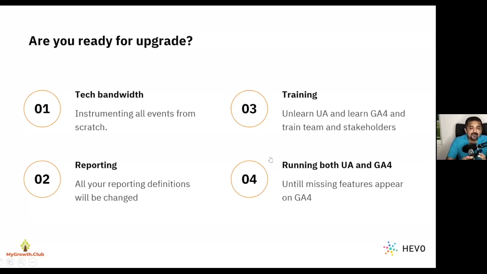Reporting. If you have pre-built reports in your Universal Analytics, if you are consuming Universal Analytics data into third-party reporting software like Hevo for that matter, you will need to change those pipelines. You will need to change those reporting types, because some of the dimensions and metrics which existed in Universal Analytics do not exist in Google Analytics 4, which means you might have to redefine your data and redefine your reporting structure.